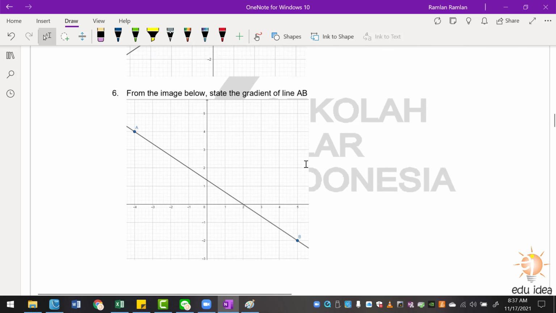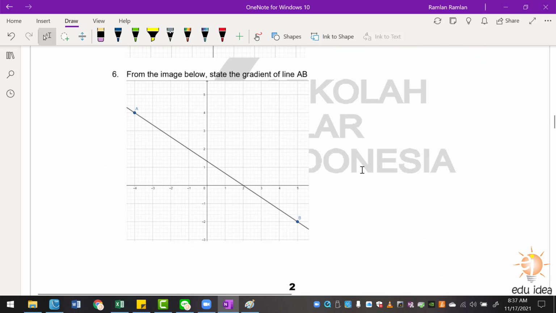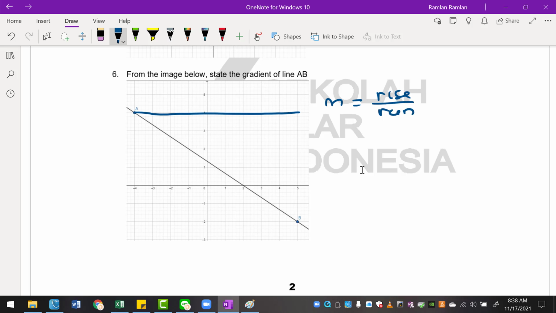For number 6, same question actually, but just a different line. State the gradient. Of course, the same thing: we have rise over run. Again you can draw a right angle triangle from point A to point B, so I'm going to do that. But be careful, guys, because this line is going downhill from left to right, which means the gradient will be negative.